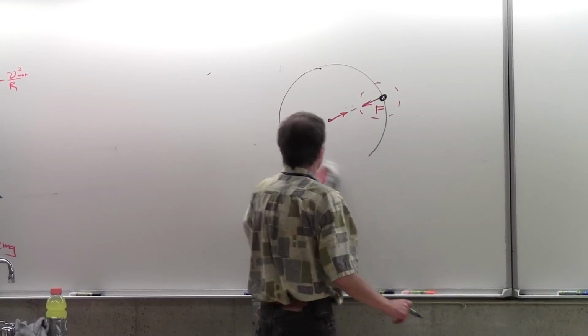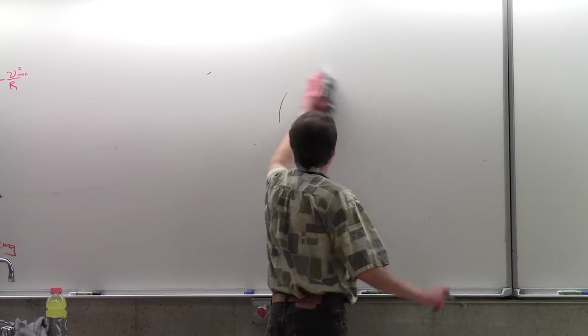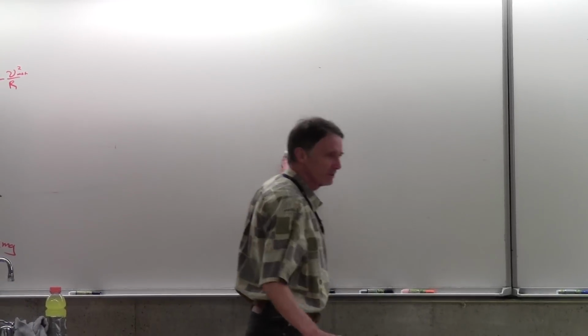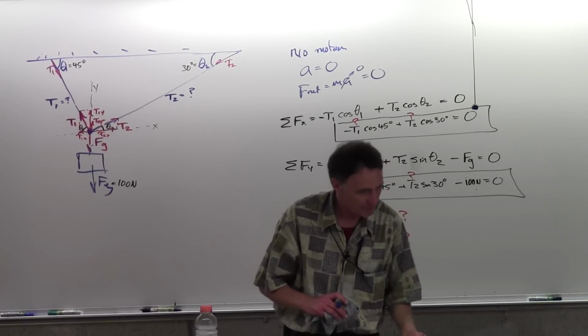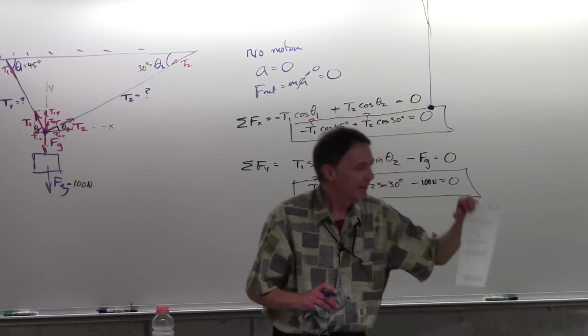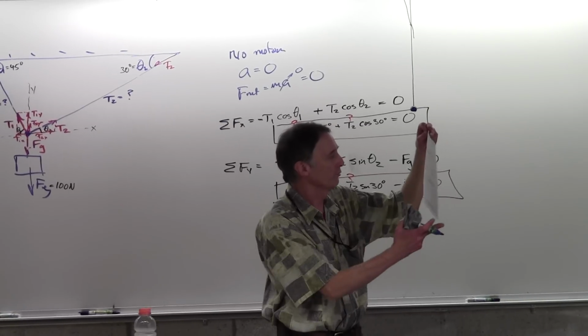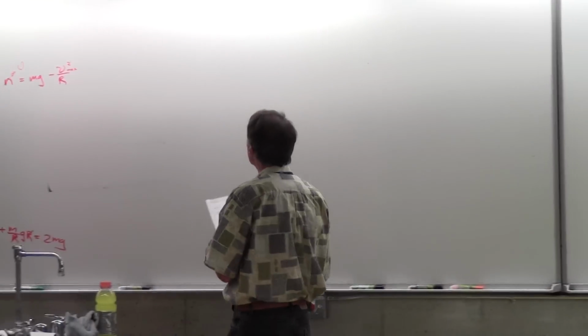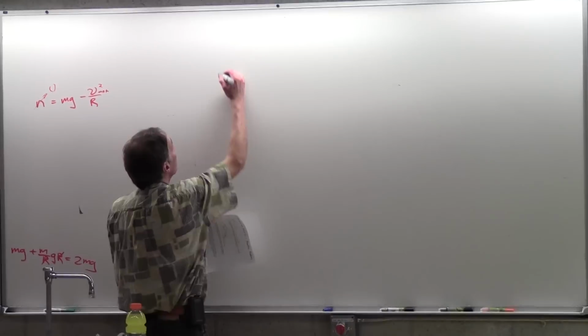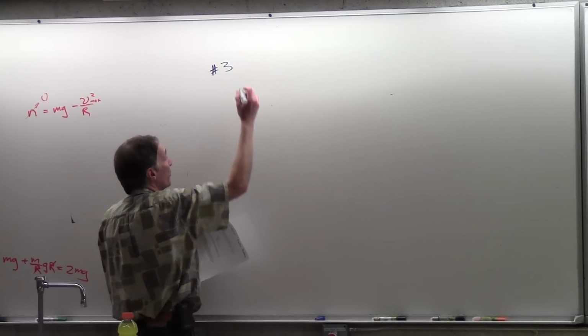Okay. I want to get back to doing a problem, but I first want to deal with motion in a circle. I want to get to the banked highway problem, which I think is number 3. This is going to be number 3.